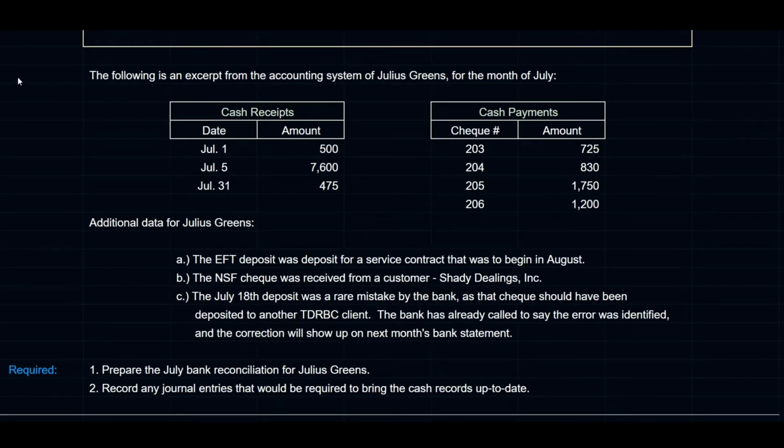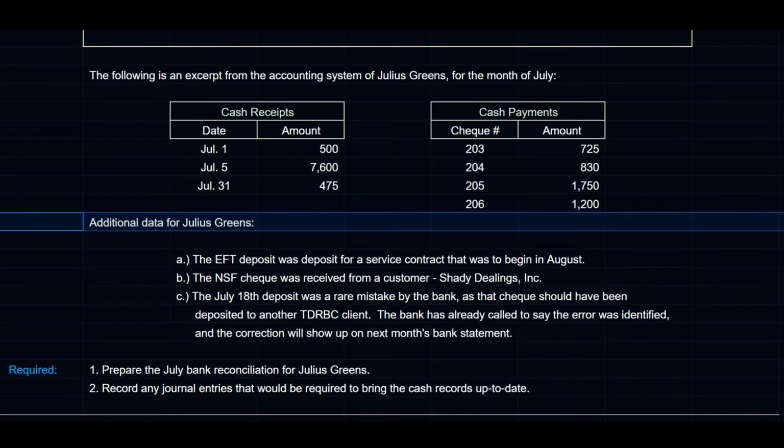We have some more information. This information below is from Julius Greens's accounting records. We can see their records of deposits, 3 of them there, and we can see cash payments. So this is their record of checks that they wrote. Looks like they've recorded 4 checks.